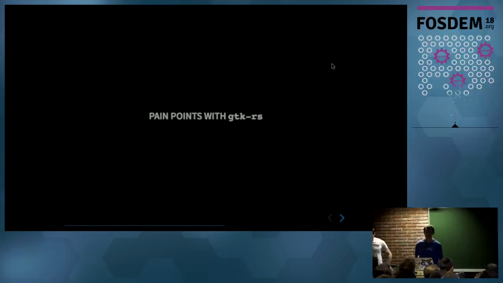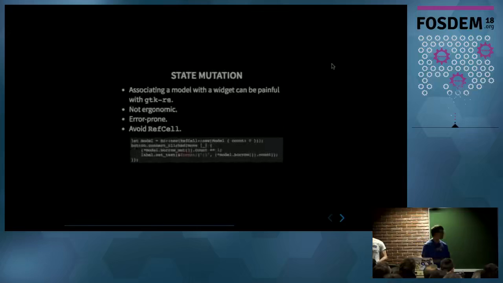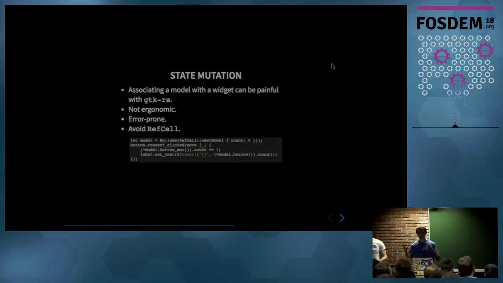So first I'll cover some pain points I had when working with GTK-RS by developing a web browser. The first problem I had is when you want to associate some data with a widget, let's say the model of your application. When you want to do that with GTK-RS, because of the safety we have in Rust, we need to use an Rc RefCell.